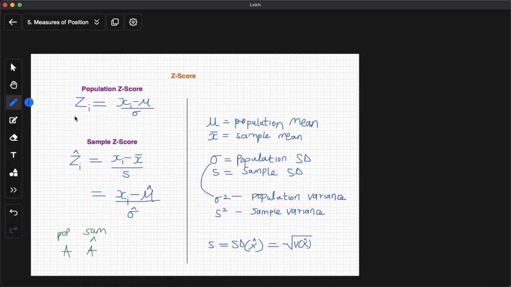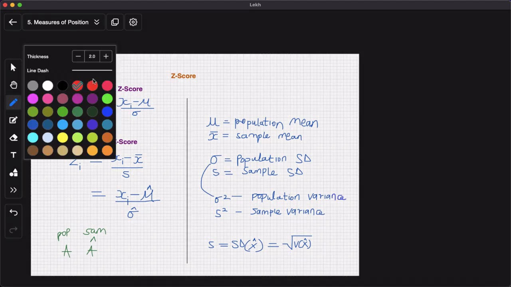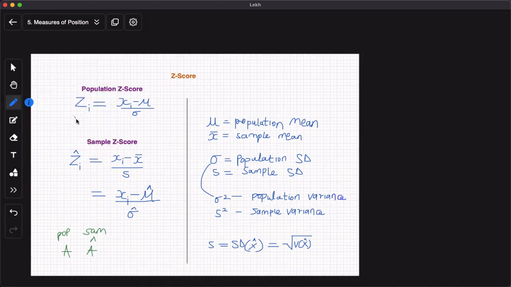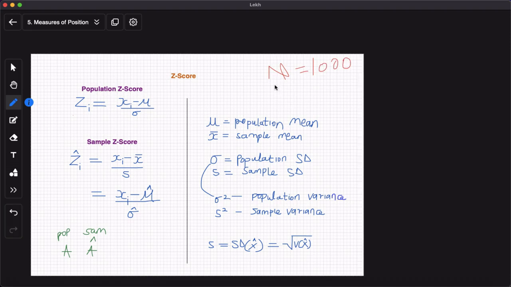Now, the Z-score. I've written two formulas on the board. The first one is for your population. So don't forget, your population is, maybe you have something like 1,000 students. You have 1,000 students, but you don't want to consider all of them in your study, so you may only take 200. If you do that, then you have taken a sample. So your sample will have a size of 200, that's small n, and your population has a size of 1,000, that's capital N.